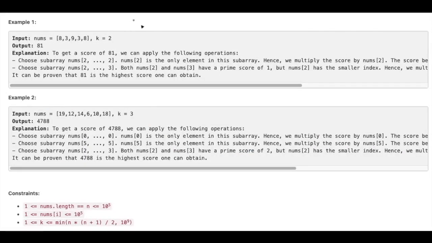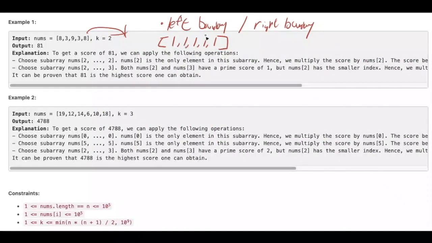And so now that we know how many times a certain number can be used conceptually, let's think about how we can calculate it algorithmically. We can think of a left boundary and a right boundary for each index. So let's look again at our first example. The prime scores array will be 1, 1, 1, 1, 5, 1, as we have mentioned a couple of times. Let's take a look at 9 and how many times this 9 can be used.